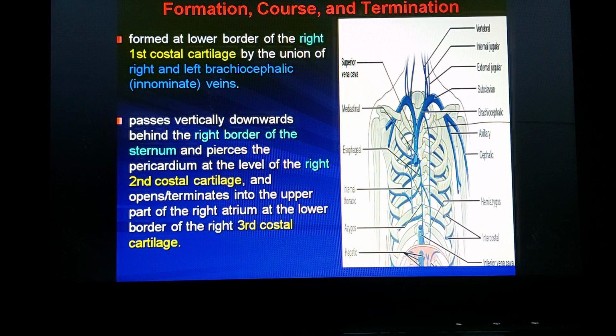So it runs vertically downwards like this, just behind the right border of the sternum, and it pierces the pericardium at the level of the right second costal cartilage. Here, this is the first costal cartilage, the formation. Here there will be the second costal cartilage, mainly for the piercing of the pericardium.